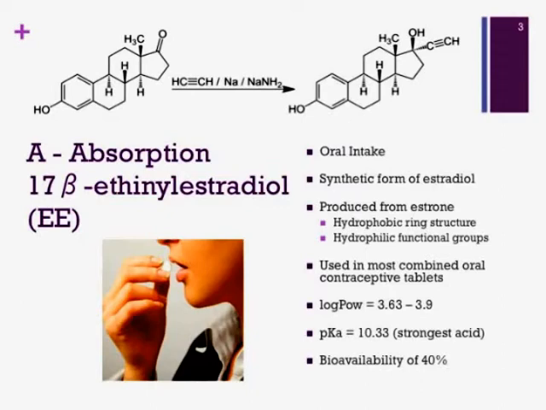Ethinylestradiol, like the natural hormone, has a high log POW value in the range of 3.63 to 3.9, indicating it is hydrophobic and largely bioavailable, as well as a high pK value of 10.33 at the strongest acid. It will therefore remain protonated and leave the molecule neutral, resulting in transcellular diffusion, making it not transport dependent. Ethinylestradiol is completely absorbed rapidly and has a bioavailability of approximately 40%.